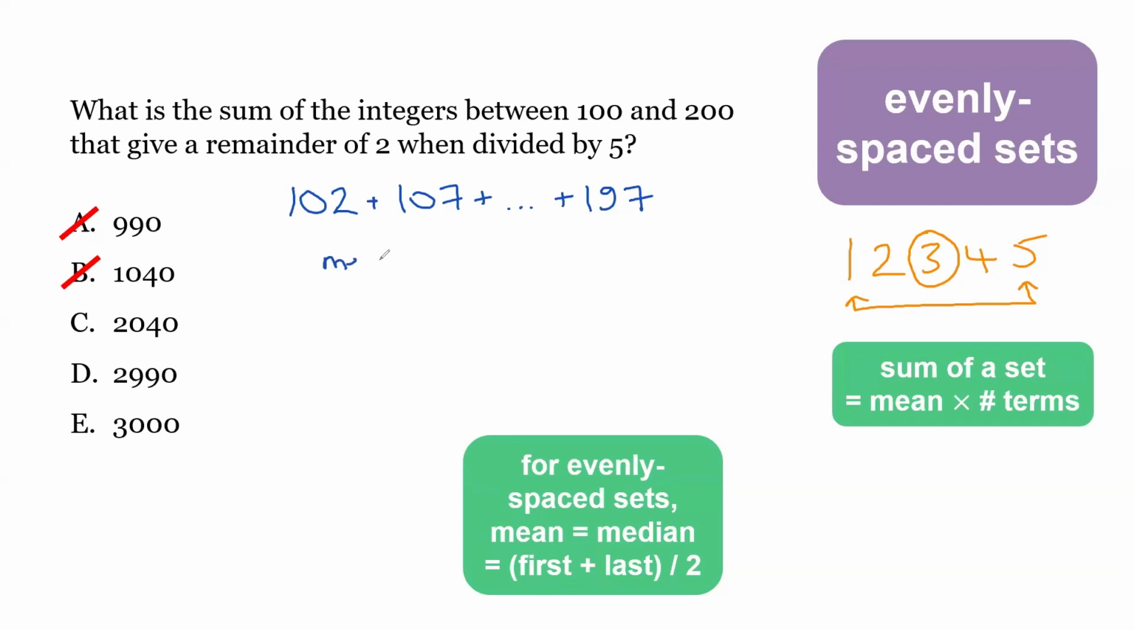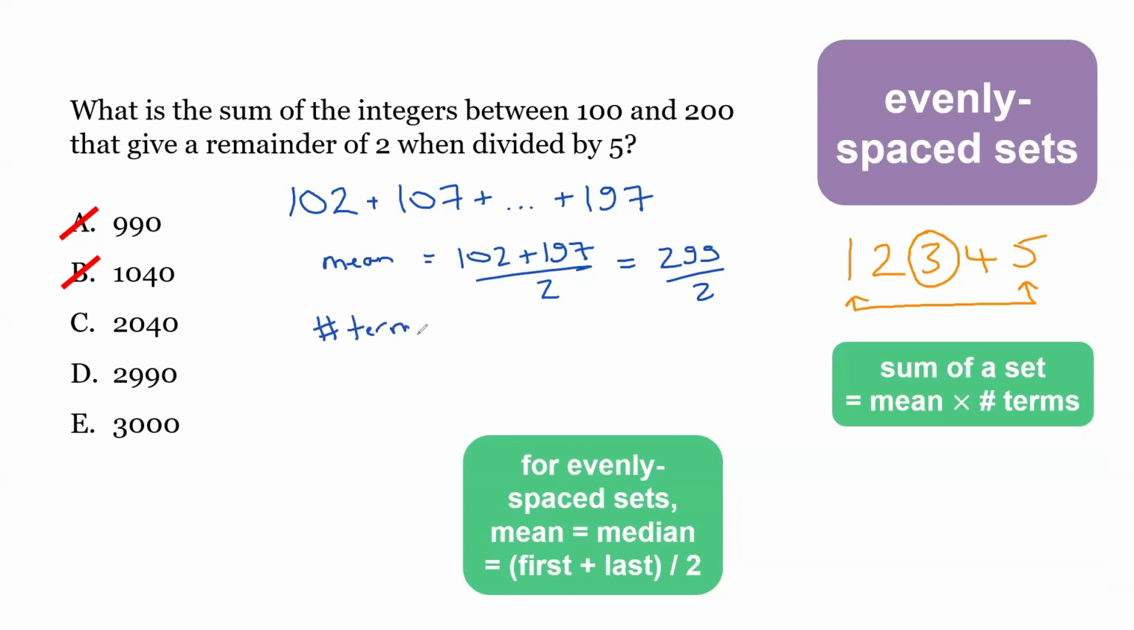For the set here, the mean is (102 plus 197) divided by 2. That's 299 divided by 2. I'm going to leave this as a fraction. You'll see why in a minute. Next, I need to find out the number of terms.